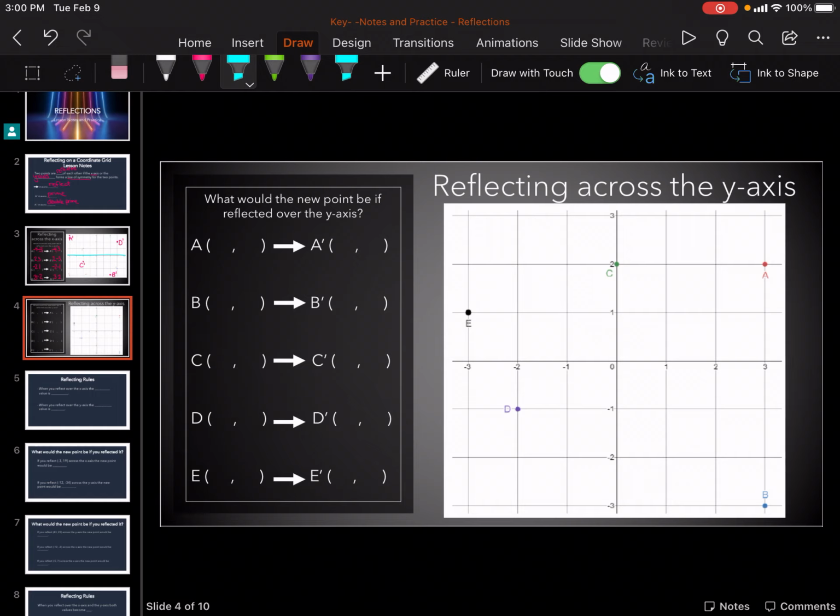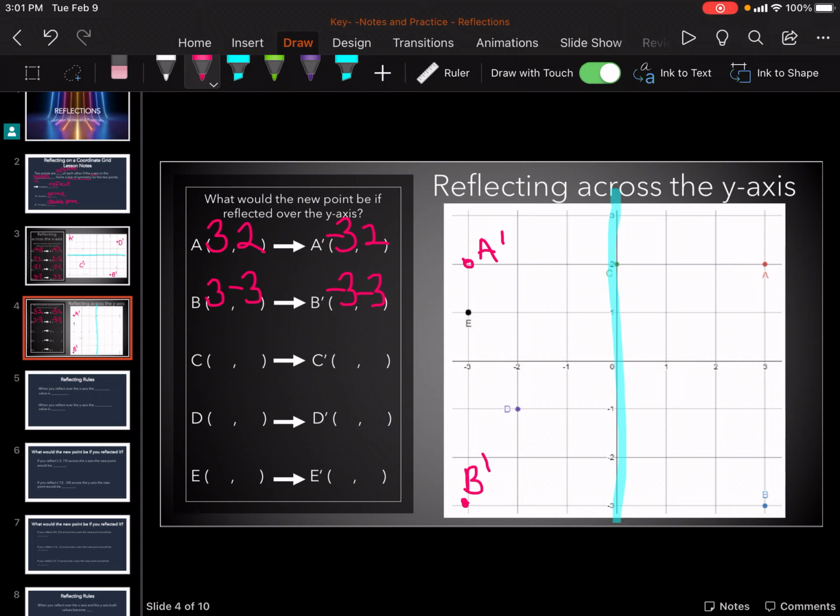So now let's reflect over the y-axis. Okay, so A is 3, 2. A prime is going to reflect over the y, so it's going to end up over here. So that's A prime at -3, 2. And then B is going to be 3, -3. And then it's going to reflect over and be over here. And that is -3, -3.